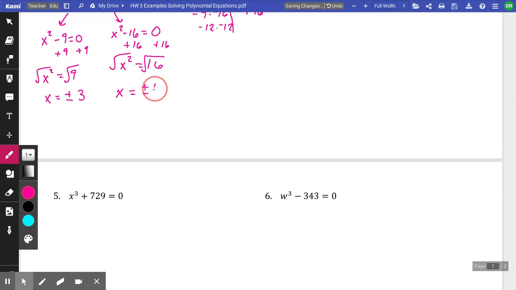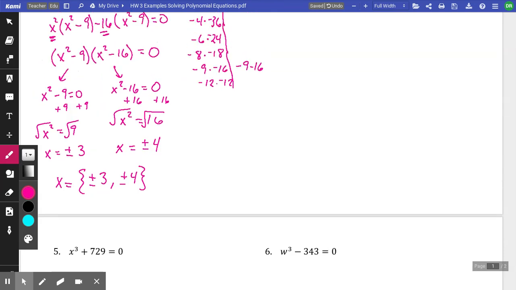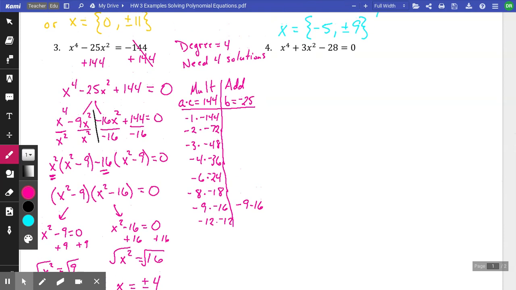Square root of 16 is 4, and there are the 4 solutions we need: positive 3, negative 3, positive 4, and negative 4. And we can write them all separately, or write them in the plus or minus 4 format: plus or minus 3, plus or minus 4. Just a shorthand notation to show all 4 solutions.